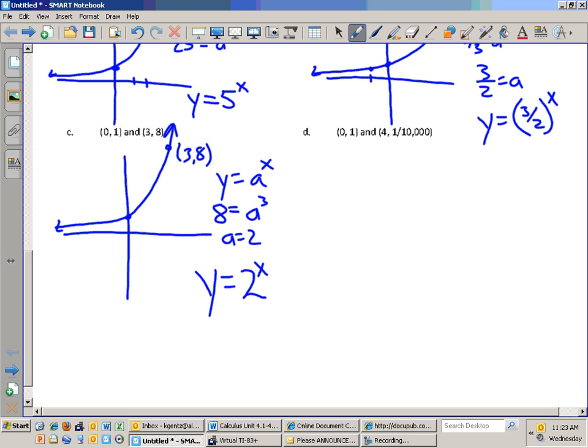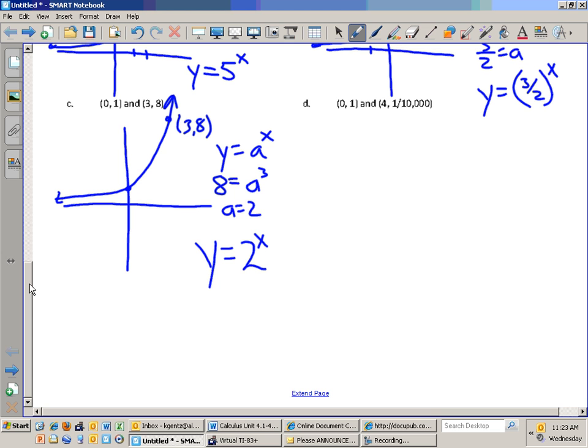Any questions on 1, 2, or 3 before we move to the last one? Okay, our final problem, we have 0, 1 is a point, and 4 and 1/10,000 is another point. Oh boy. So 1, 2, 3, 4, 1/10,000. That's going to be really small there. Looks like my graph goes something like that. Is a going to be greater than 1 or less than 1? It will be less than 1 now because the graph goes the other way.